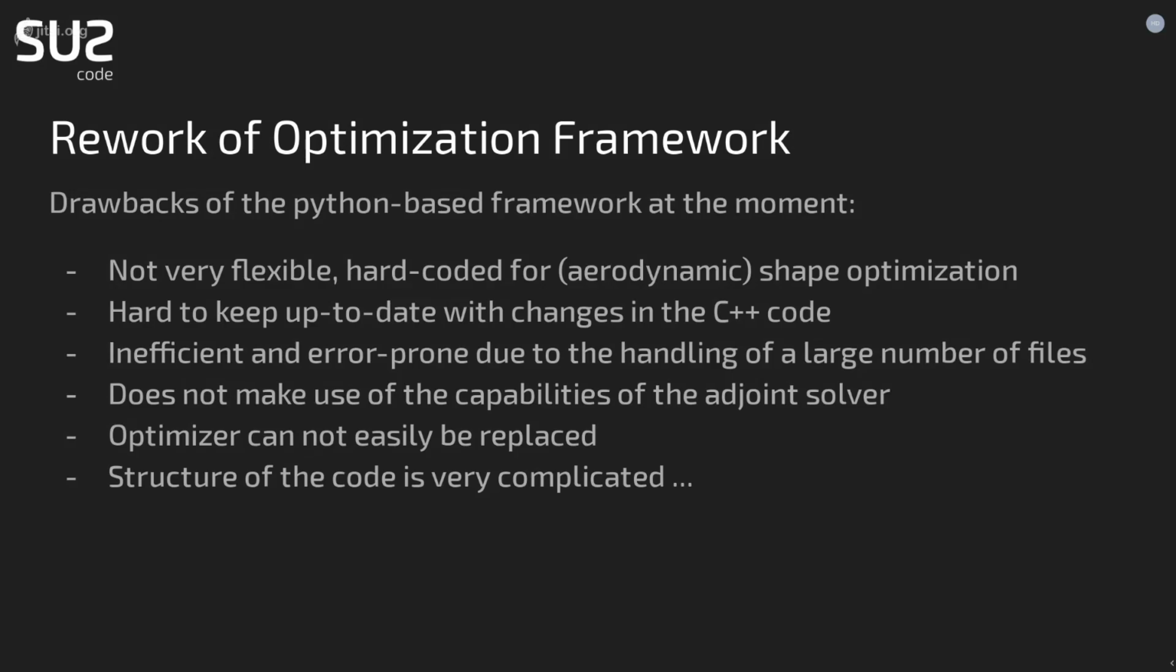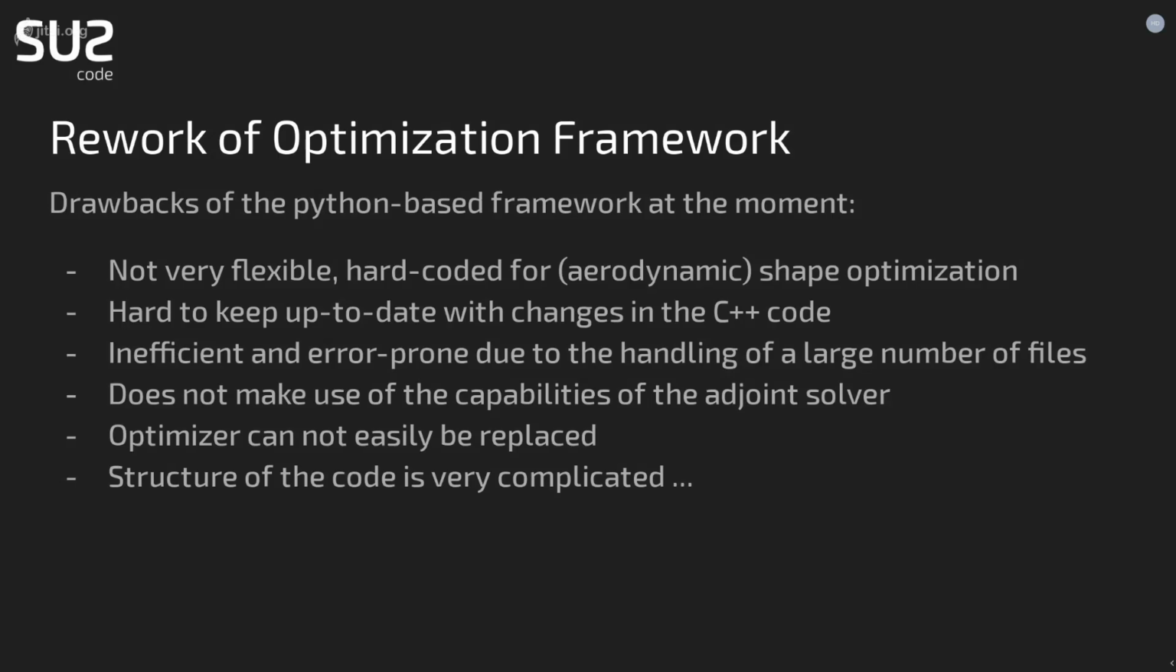Furthermore, it's inefficient and error prone because it has to handle a lot of files and file pointers and things like that. Then it does not make use of all the capabilities that we have for the agent solver. The agent solver is really flexible in terms of what we want to differentiate and what the objective function is, but the Python framework is not aware of that, and it's so rigid that it cannot really be used for advanced stuff. The optimizer cannot easily be replaced.